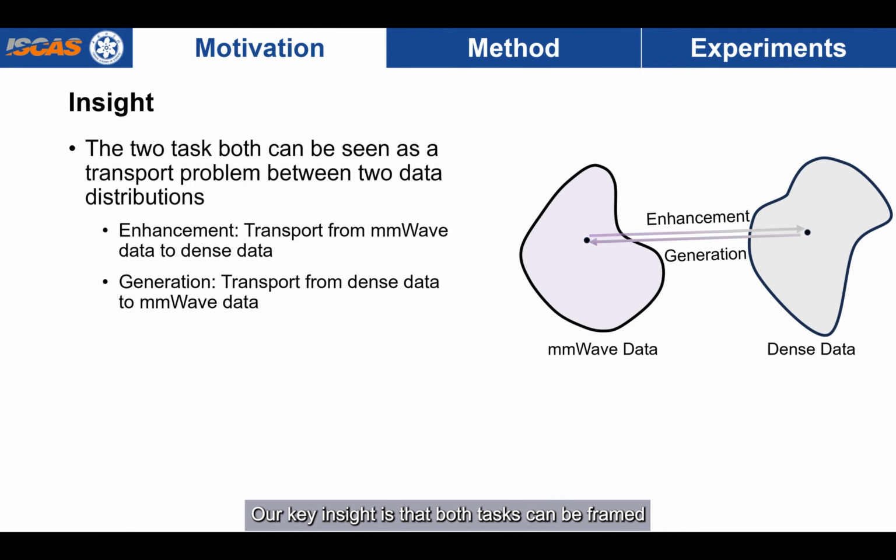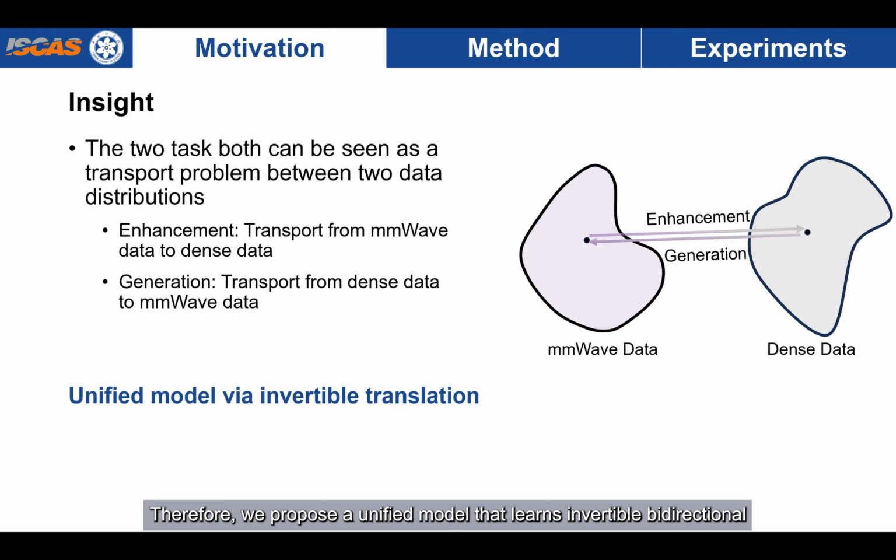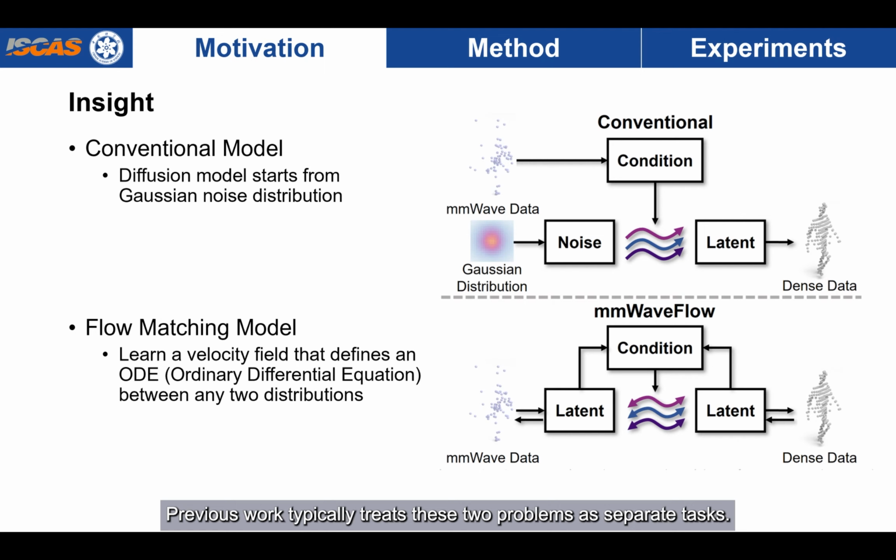Our key insight is that both tasks can be framed as a transport problem between two data distributions. Enhancement transports mmWave data to dense point clouds, while generation transports dense data to mmWave point clouds. Therefore, we propose a unified model that learns invertible bidirectional transport to achieve both enhancement and generation. Flow matching models offer exactly the capability we want.